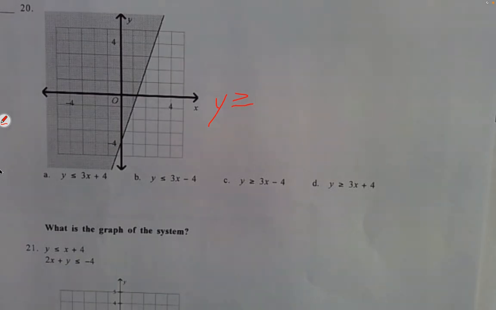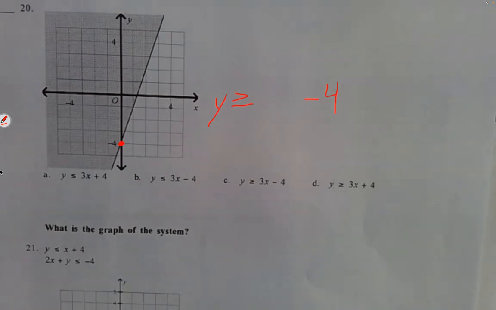All right, so I have already narrowed my answers, right? Now from there, what's my starting point on my y-axis? It's right here. What number is that? Negative 4. So I have a minus 4. Can you already tell your answer? Yes. But I'm going to keep going.